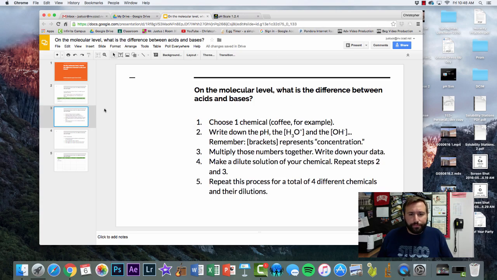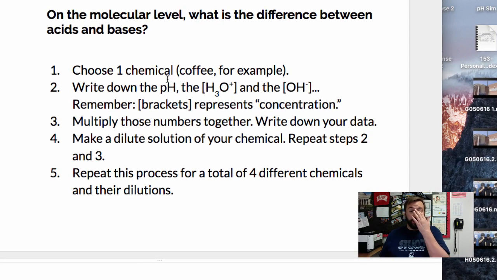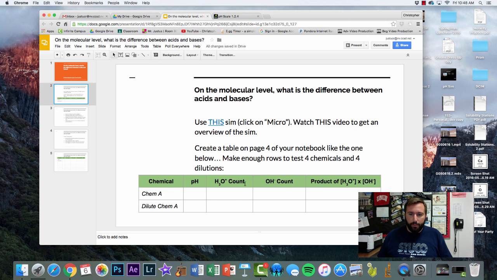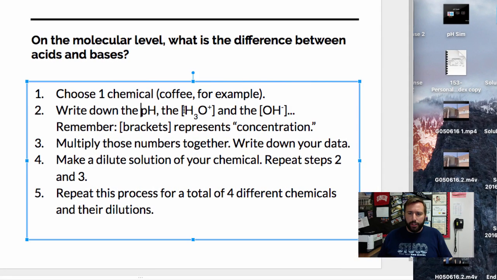On page 4, what I'd like you to do is follow this procedure. You're going to choose one chemical, for example, coffee. You're going to, in this table, which should be at page 4, make 8 total rows. In this table, you're going to write down the pH, the concentration of the hydronium, and the concentration of the hydroxide. You're then going to multiply those two numbers together and write down the data in your table. Then you're going to make a dilute version of that chemical, and then write down the pH, the H3O plus, the OH minus concentrations, and then repeat this whole process for a total of 4 different chemicals. You can choose the chemicals.